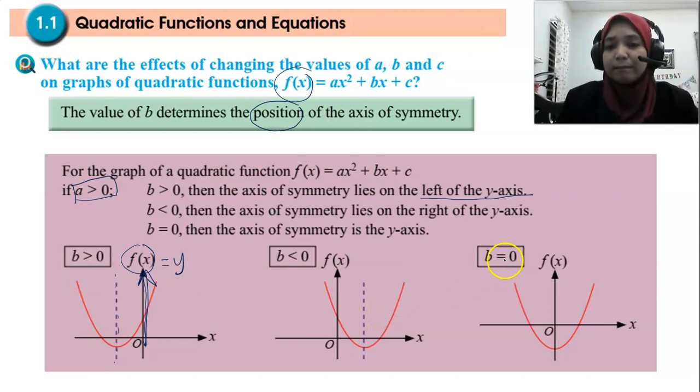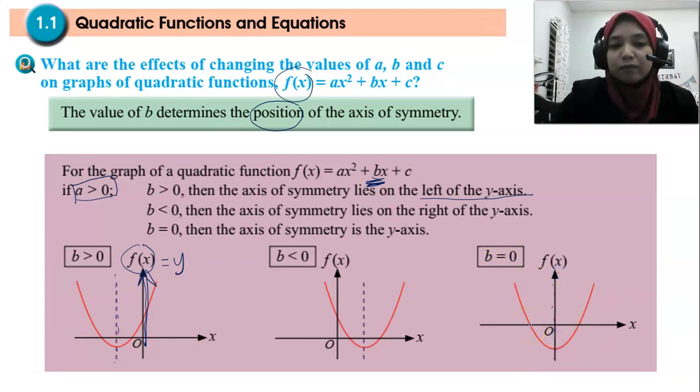Okay, now when b equal to 0. Saya nak fokus b yang mana? b is the coefficient that multiplies with x only, not x square. a is x square. b multiplies with x only. So, when b equal to 0, the axis of symmetry is the y-axis itself. So, when b equal to 0, dia mesti berada pada y-axis symmetry dia.